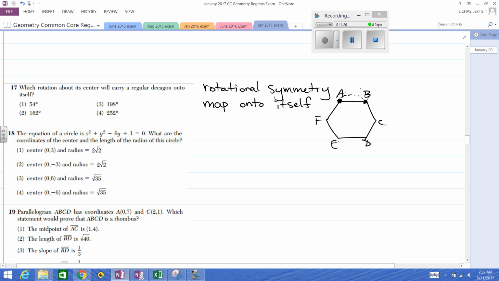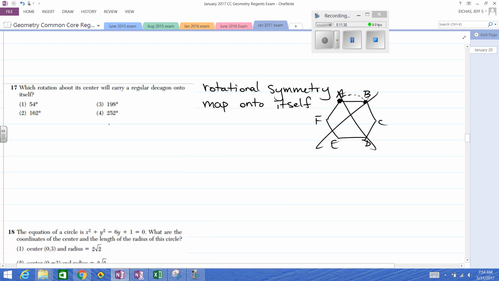Okay, so let's get rid of the hexagon because that could be a little confusing. All right, what we are going to do is we're going to talk about a decagon. A decagon has 10 sides, and I like to think of rotational symmetry as, consider a circle.